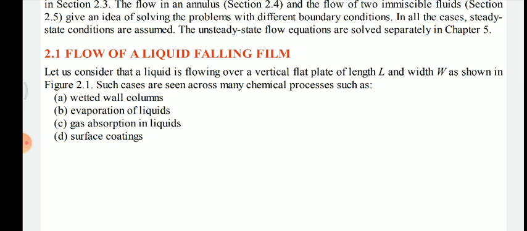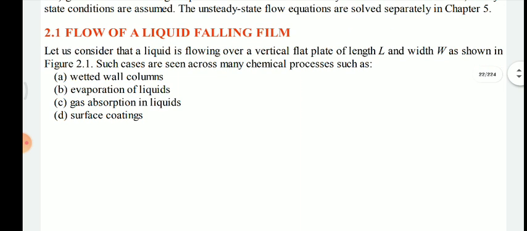In many chemical industries, these kinds of properties are verified, such as a wetted wall column. Then the other one is evaporation of liquid. Then the third one is gas absorption of liquid. And the fourth one is surface coating.